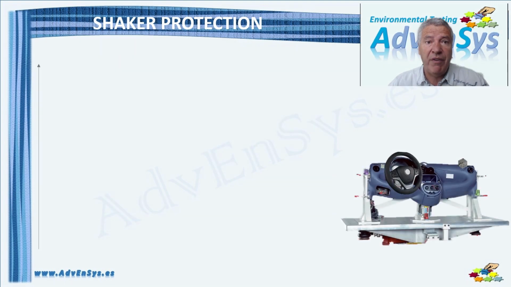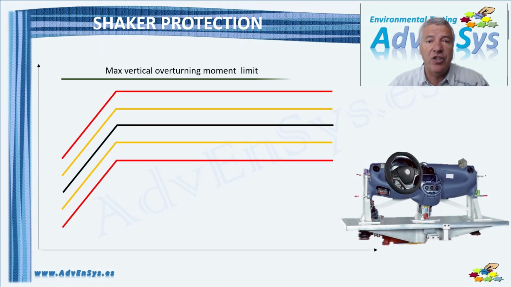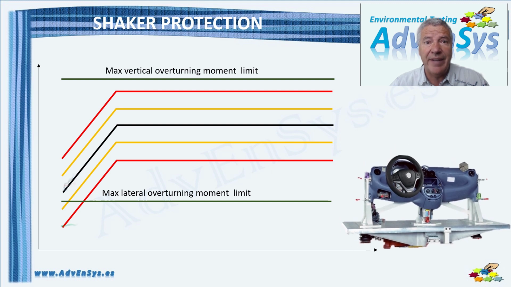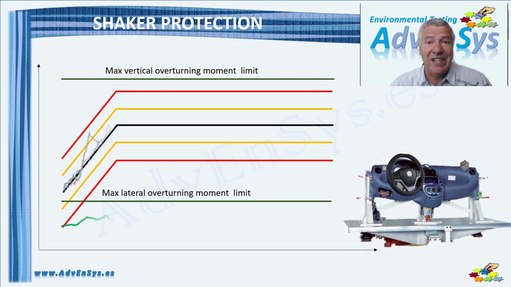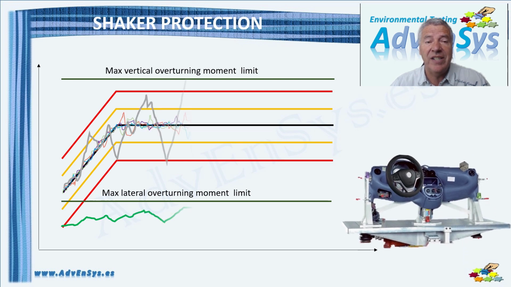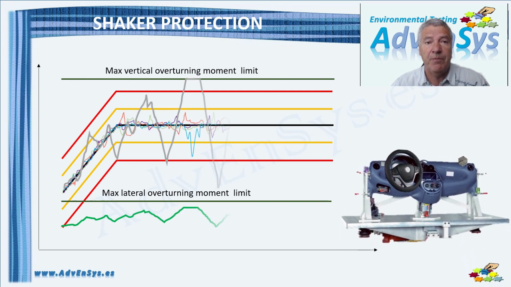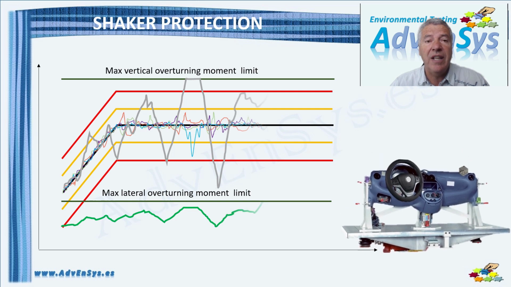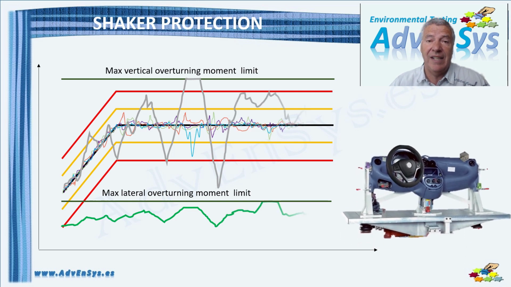In the graph below, we define the limits for both the vertical vibration and the lateral vibration measured in the triaxial accelerometer. As the test progresses, we reach a frequency band where the vertical vibration reaches the limit and the control decreases. Then, at a higher frequency, the limitation is due to the excessive lateral vibration.